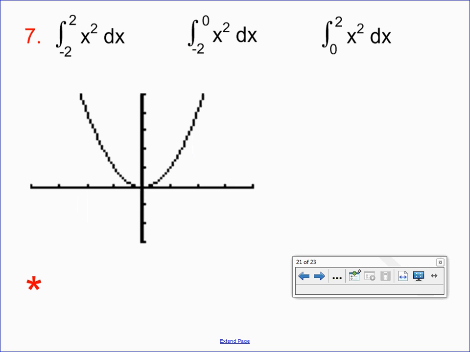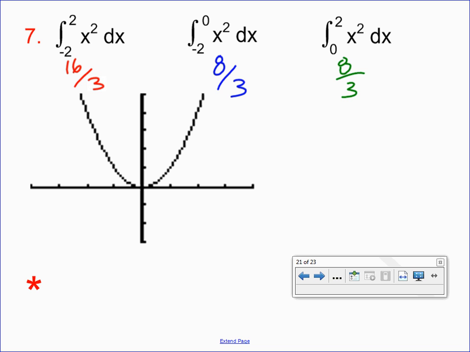What about x squared? So negative 2 to 2, who had that in our jigsaw? Negative 2 to 2? Peter? I got 16. Did you say 16 thirds? Who had negative 2 to 0 of x squared? Grace? 2 and 2/3? I'm going to put that as 8/3. Is that okay? And who had 0 to 2? Tyler? 8/3?